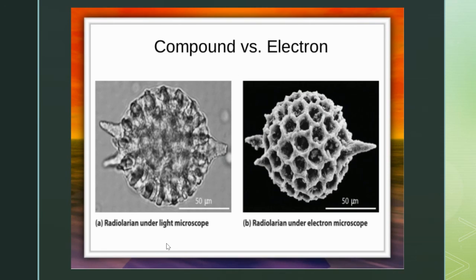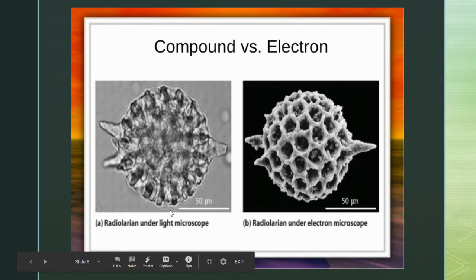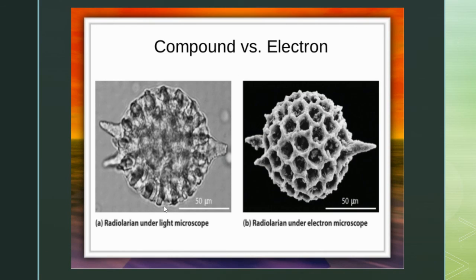Here is a difference in some images produced by the different types of microscopes. This image is produced by a compound light microscope. You can see it's 2D, it's very simple, it's not very high magnification or high resolution. This one is produced by an electron microscope, and you can see that it's a three-dimensional image with very high resolution and could become even much higher magnification than it is shown here.